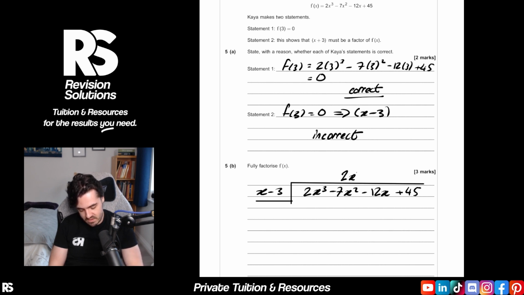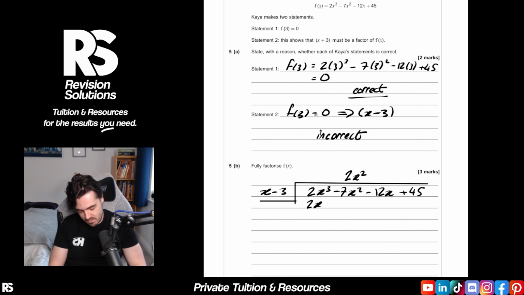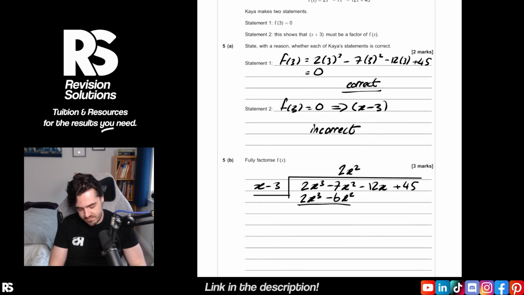So I'm going to write 2x squared in this column. And then we multiply 2x squared back through by our divisor. So that's going to give me the 2x cubed back. And then I'd have minus 6 lots of x squared. And then we subtract. So minus 7, sorry, the 2x cubed cancel. And then minus 7 minus minus 6 is going to leave us with 1 lot of minus x squared. And then I like to write down the next term again. So minus 12x, I'll just put that down there. And then we repeat the process. So we take minus x squared and we divide by x. So that would give us just minus x.